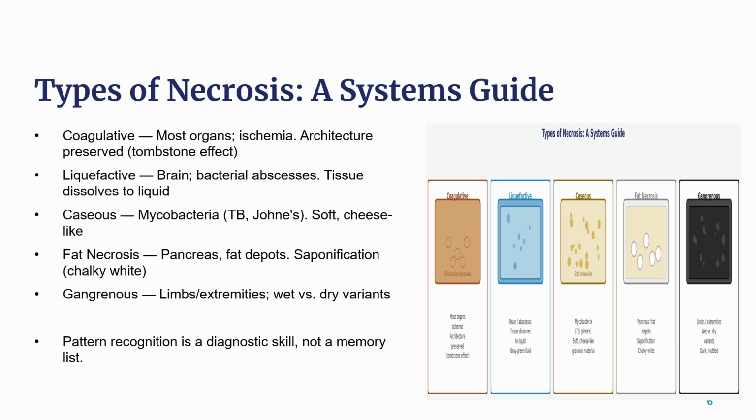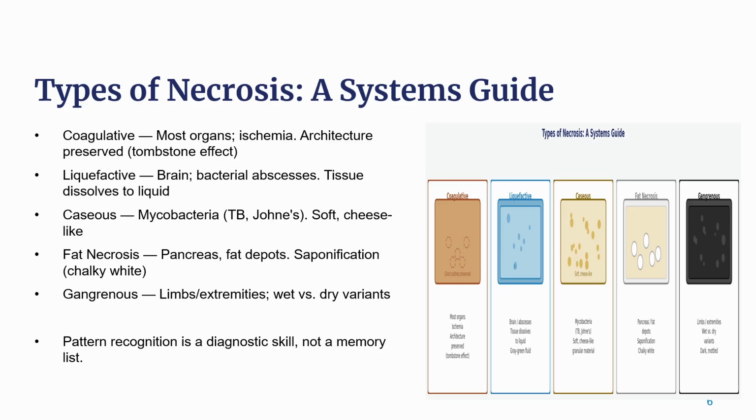Not all necrosis looks the same, and that's actually clinically useful. The pattern of necrosis gives you a clue about what caused it. Coagulative necrosis is the most common type. It happens when blood supply is cut off. The tissue dies but keeps its shape, like a cast of the original tissue. We call it the tombstone effect.